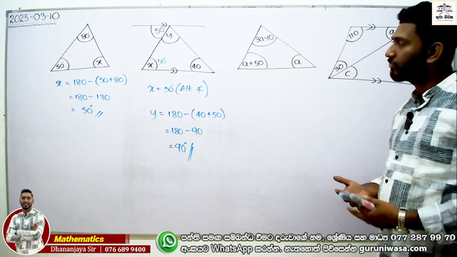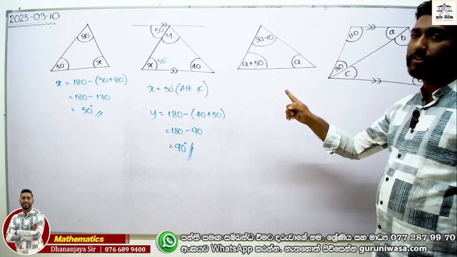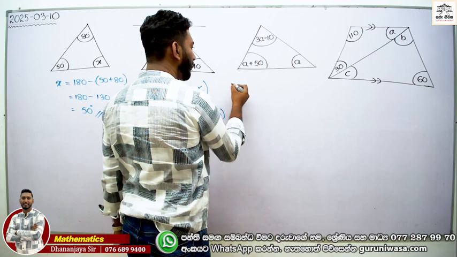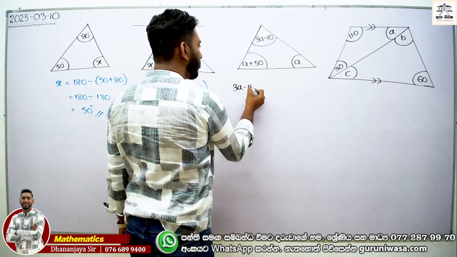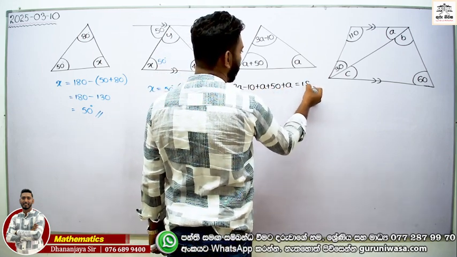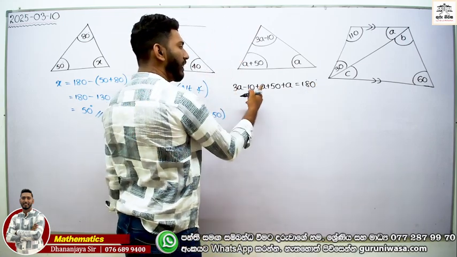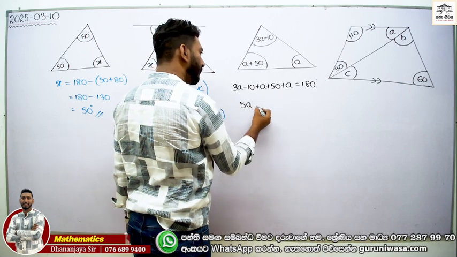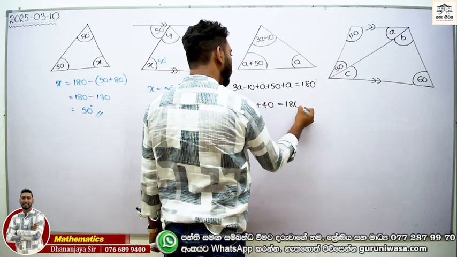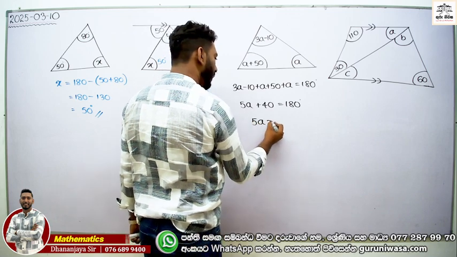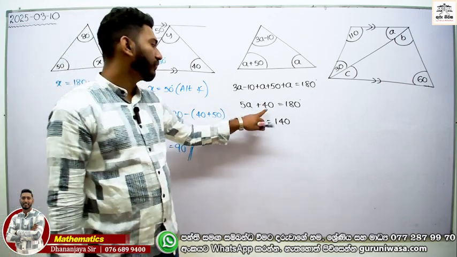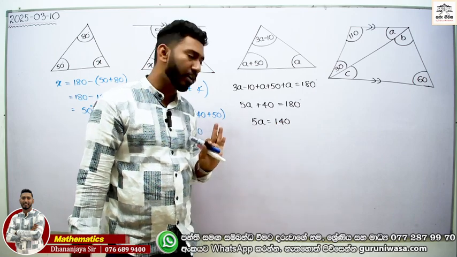You need to construct the equation: 3a minus 10, a plus 50, and a. There are sum of angles implications, right? Now you can write 3a minus 10 plus a plus 50 plus a equals 180 degrees. 3a, a and a becomes 5a. Minus 10 plus 50 becomes plus 40, equals 180 degrees. That means 5a equals 140. How does it become 140? 40 subtracted from 180 becomes 140.